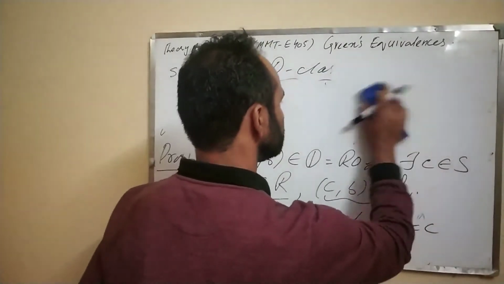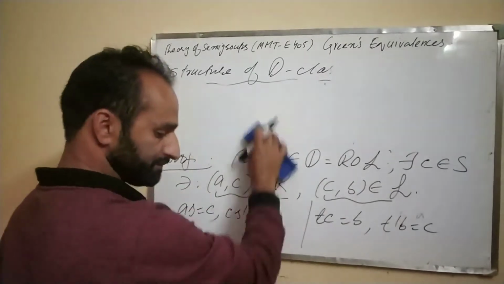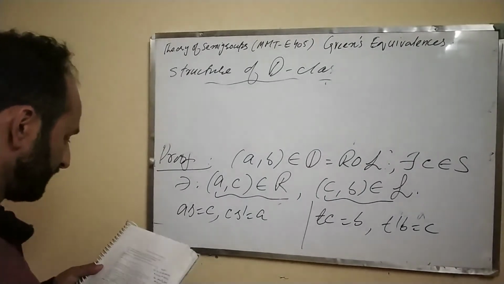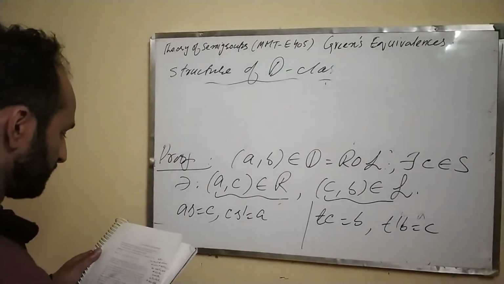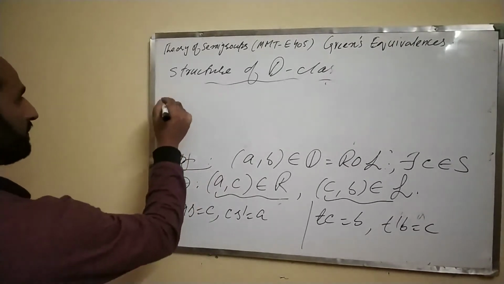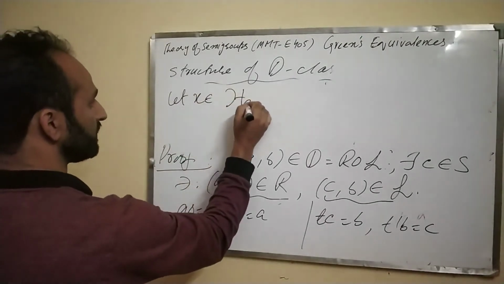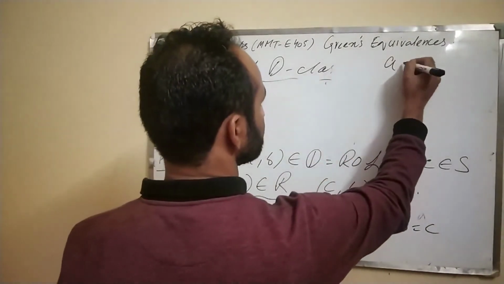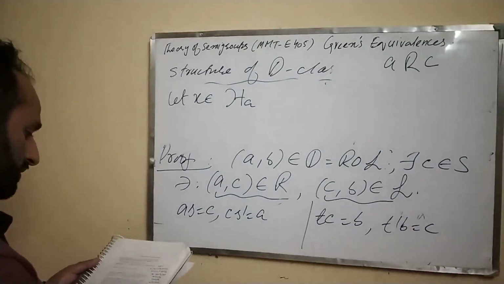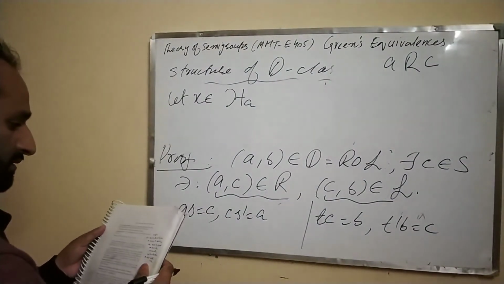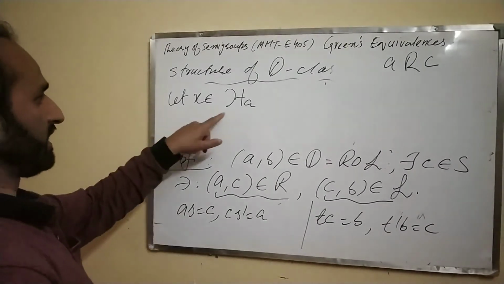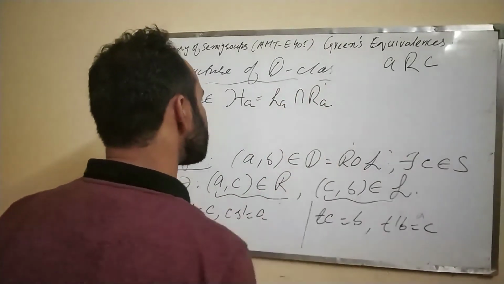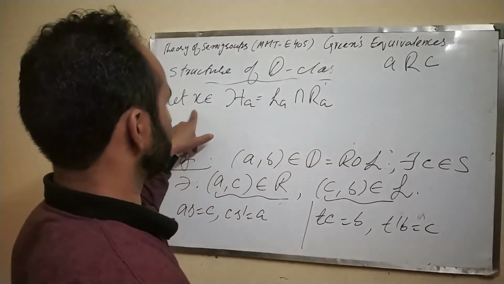So now let me see this. Since A is related to C, now I need to find the bijection from H class of A to H class of B. So let X belong to H class of A. Okay, A and C are related to each other. And X in HA means actually HA is equal to LA intersection RA. It's very simple.